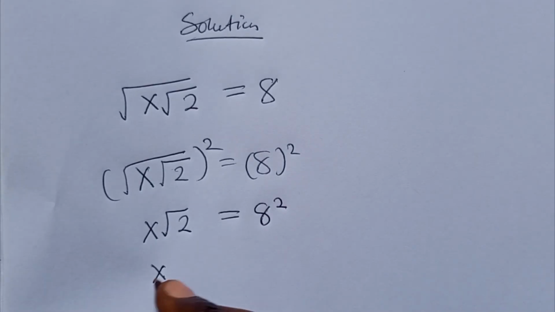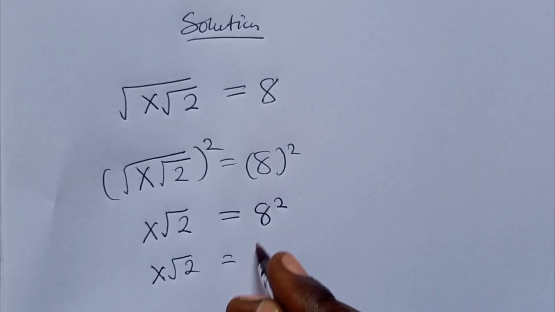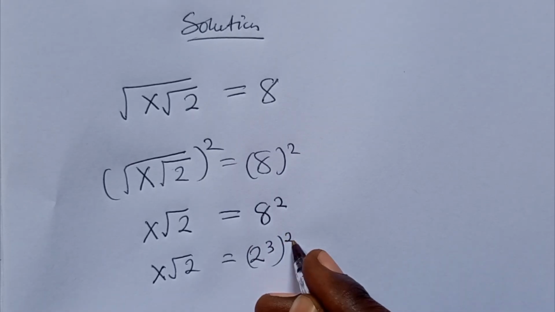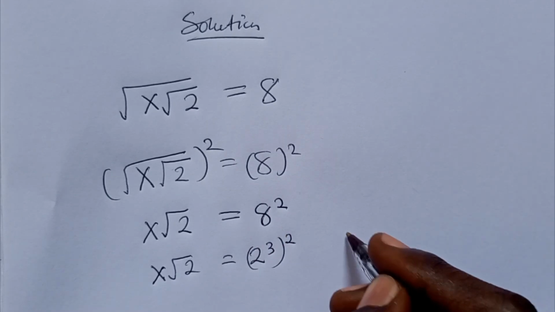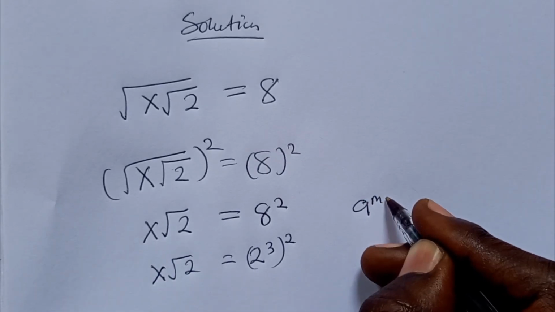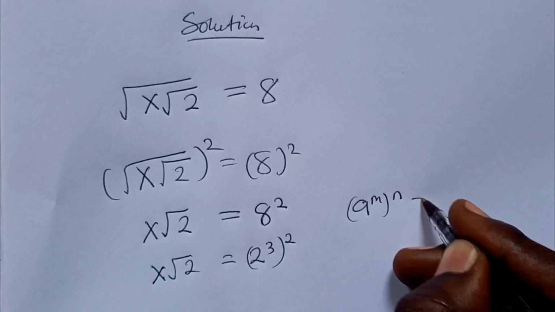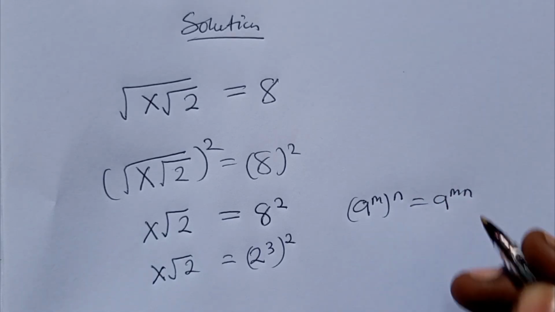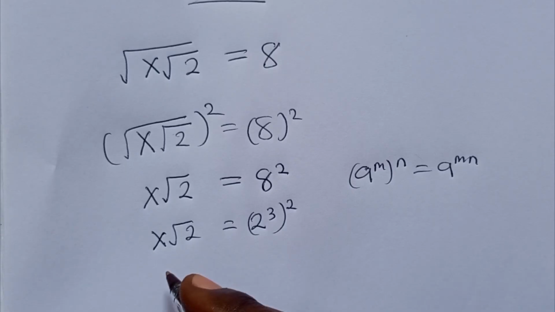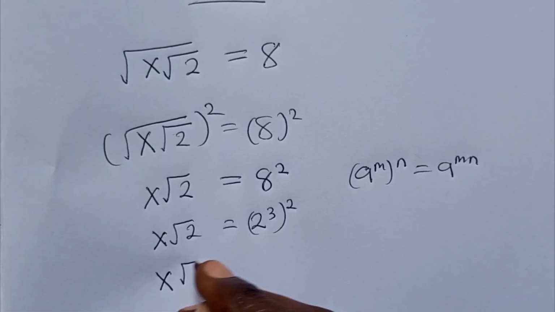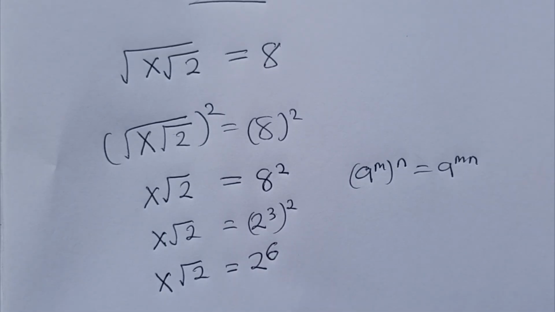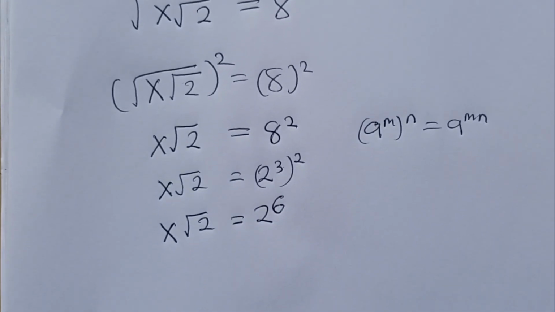And that we can rewrite as 2 to the power of 3 all squared. But by the power over power law, we have e to the power of m all to the power of n is the same thing as e to the power of mn. So that's what we are going to apply here, such that we are going to have x root 2 equal 2 to the power of, this time this is going to be 6. So 2 to the power of 6.